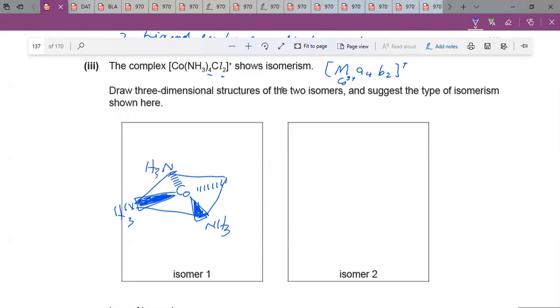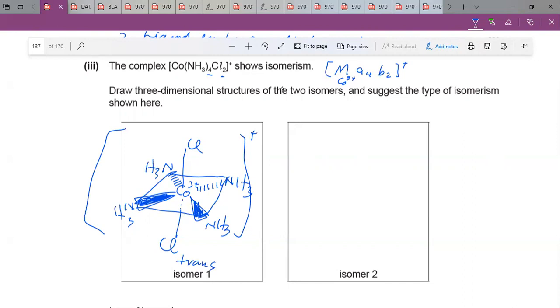You want to draw the trans, which is top here, straight line, straight line. Here Cl and Cl. And this whole thing is 3. Remember, this is 3 plus now. This whole thing is 1 plus, like that. This is your trans isomer.